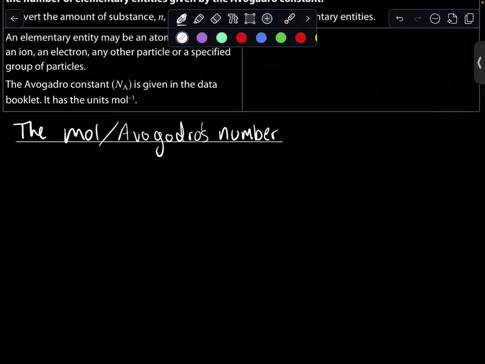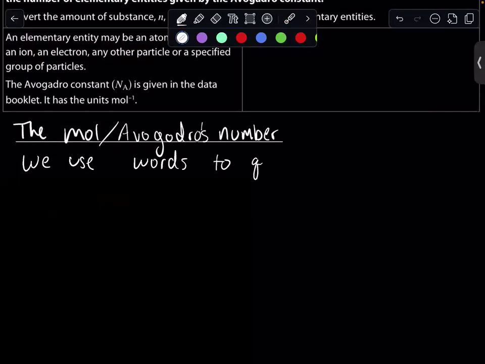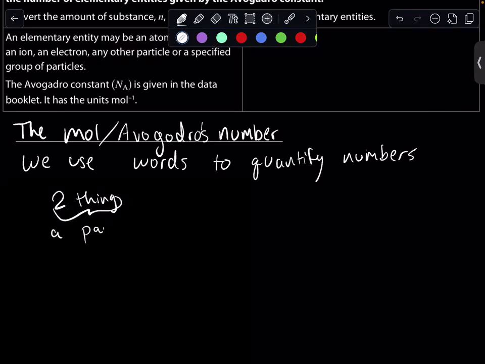So before we even really get started, we have to figure out how we quantify things. So generally we use words to quantify numbers, which sounds really weird because numbers are already numbers, but we do it all the time. So when you are putting on some pants, you might say you're putting on a pair of pants. So if we have two things, the word that means two things is a pair. So we use pair to mean two things.